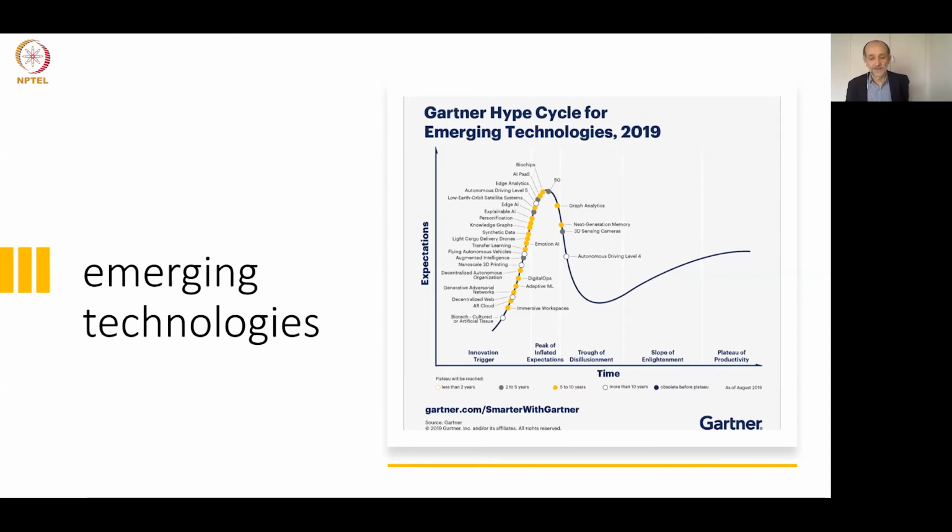On this slide, the emerging technologies for 2019, you can see names of technologies like biochip. They are today almost at the top of the peak of expectations. Some technologies like autonomous driving level 4 are less visible, but are they going to arrive at the slope of enlightenment and the plateau of productivity? This is still an open question.